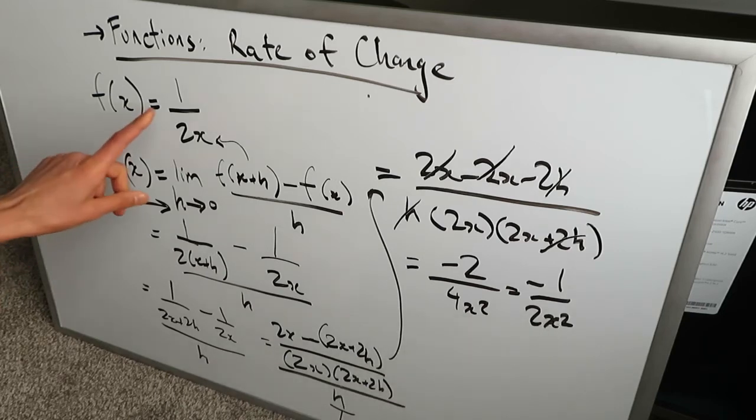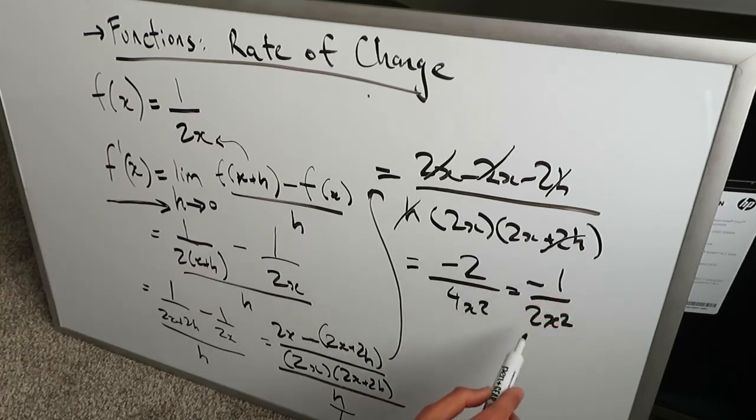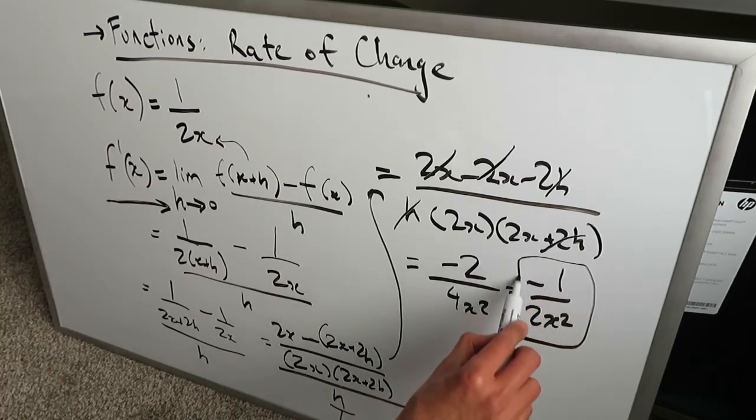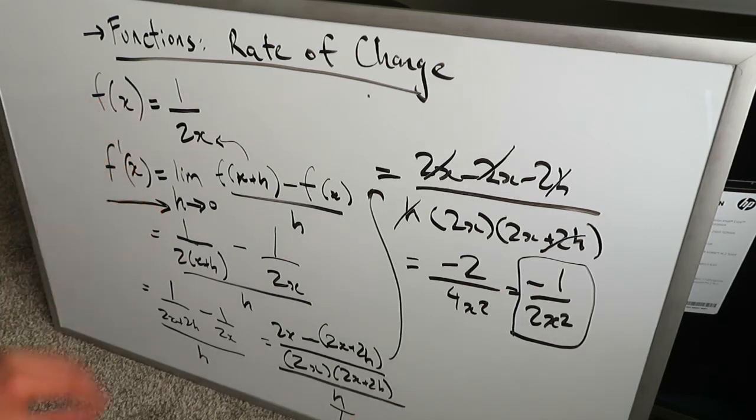Look at this. If you take this original function 1 over 2x and you were to take a derivative of it, you'll get a minus 1 over 2x squared. This right here is exactly what you need, the derivative with respect to that original function, which will give you your instantaneous rate of change at any point in that curve.